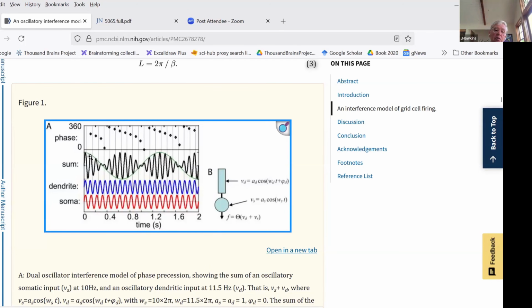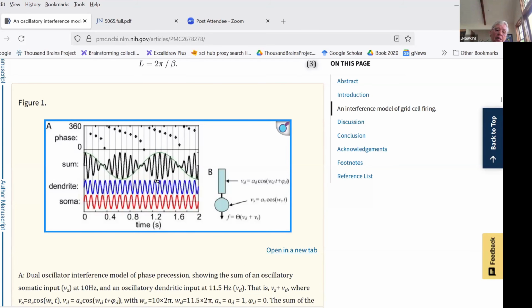And if you add them together, you get a wave like this. What this is showing is this point right here, if you can see where my cursor is, this is where they're coincidentally aligned. They're perfectly aligned, so the sum of these two frequencies would be maximum. And so this is an area where the cell fires. And then when it goes into this trough, the cell doesn't fire because these things are misaligned.